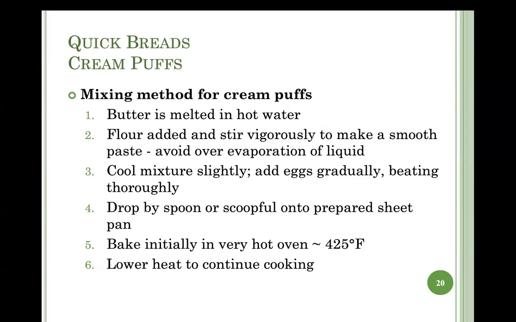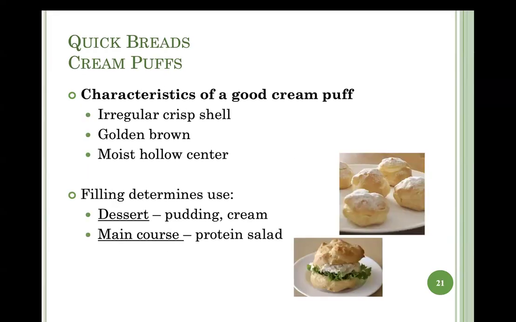And again, bake it extra, extra hot at 425 degrees. Once it poofs up, all right, you get that height, you get that steam leavening action happening. You lower the temperature to cook it all the way through without burning it. All right.